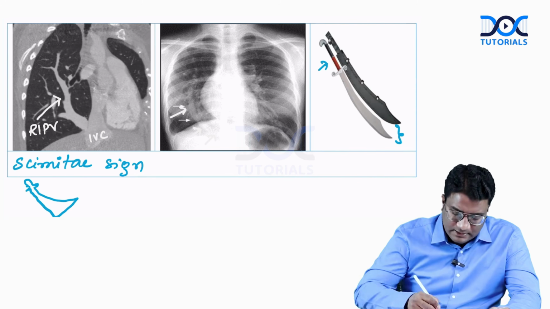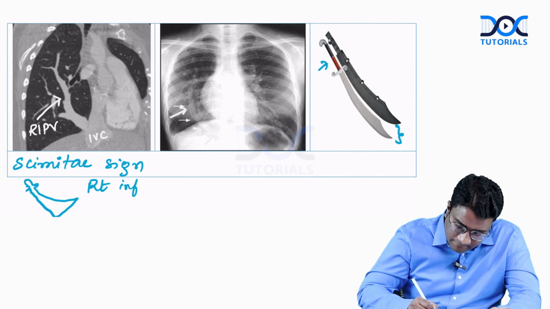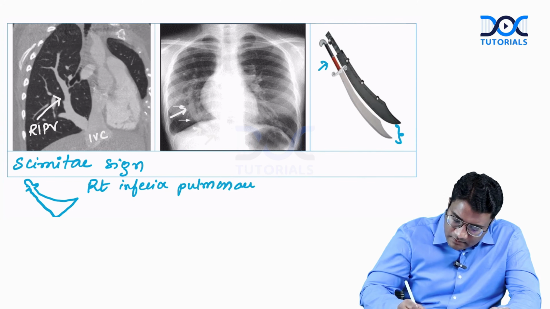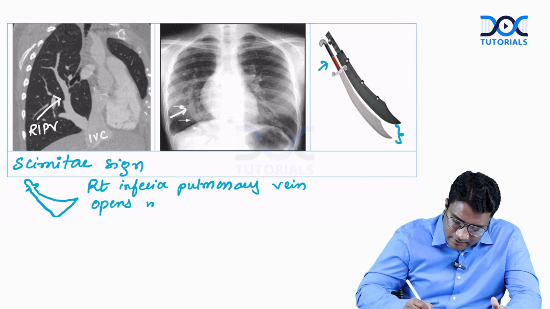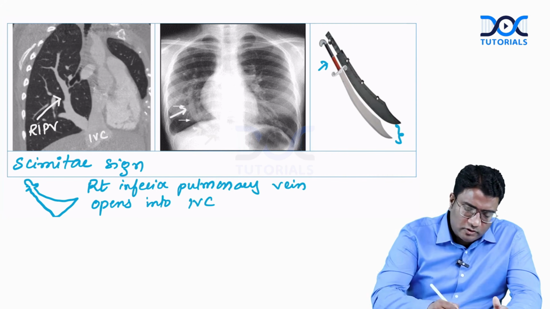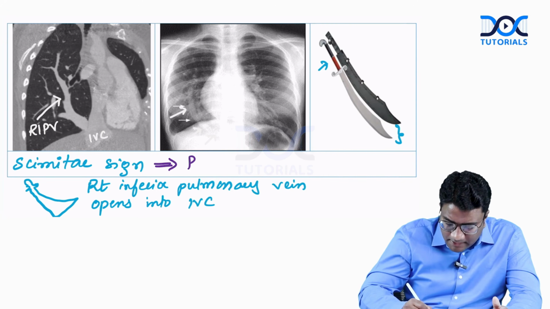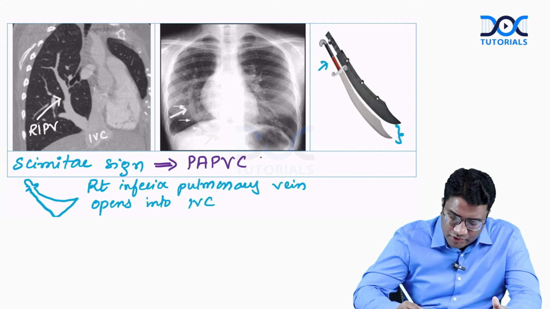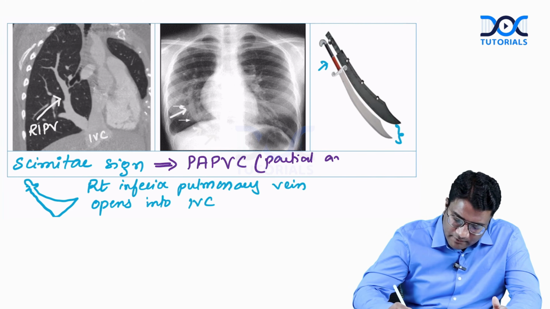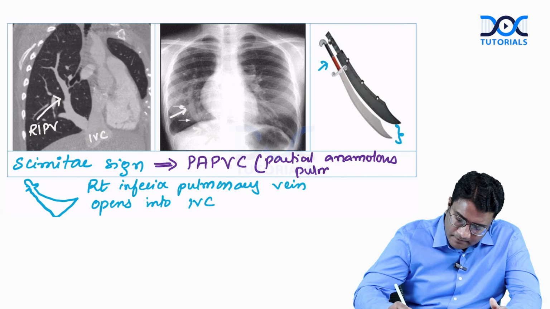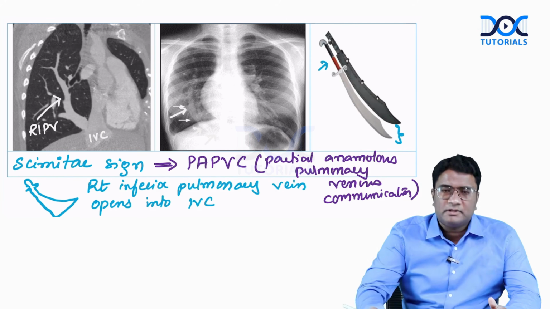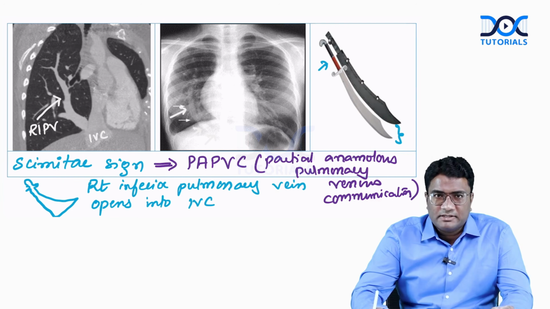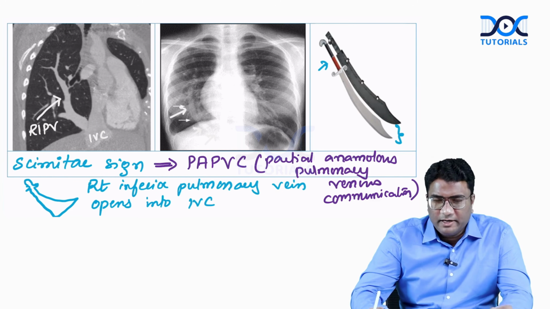And what is happening in this? The right inferior pulmonary vein, only on the right side, the inferior pulmonary vein is opening into the IVC. And what do we also call this? Scimitar sign is seen in partial anomalous pulmonary venous connection. This is PAPVC. PAPVC has the scimitar sign. What is a scimitar sign? The right inferior pulmonary vein opens into the IVC. The lower part is broader compared to the upper part.